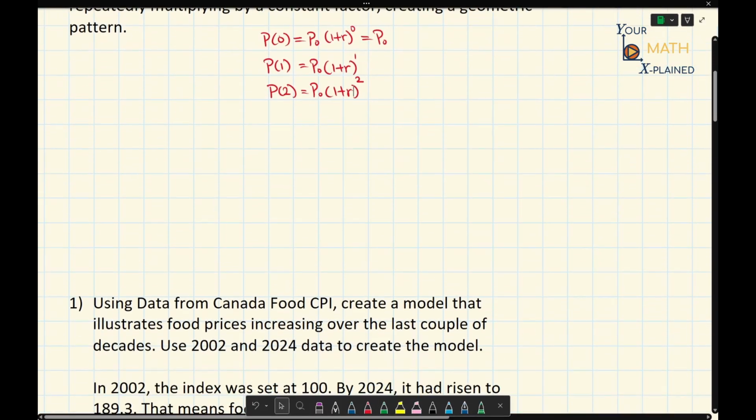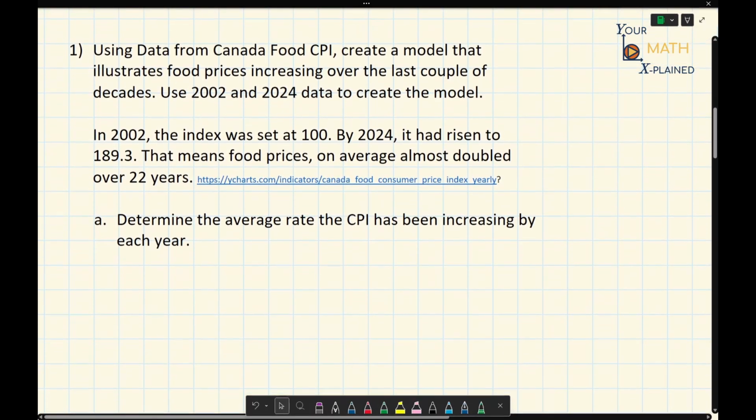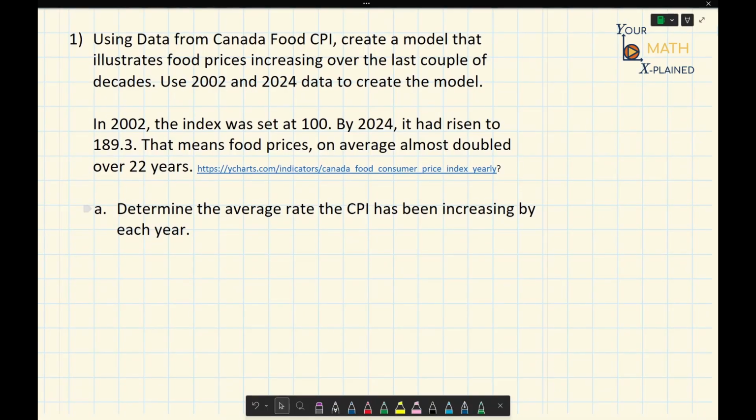So now let's go ahead and take a look at a real-life example. Using data from Canada Food CPI, we want to create a model that illustrates food price increase over the last couple of decades. And we're going to be using the data from the year 2002 to the year 2024. CPI stands for Consumer Price Index. So in 2002, the index was set at 100.